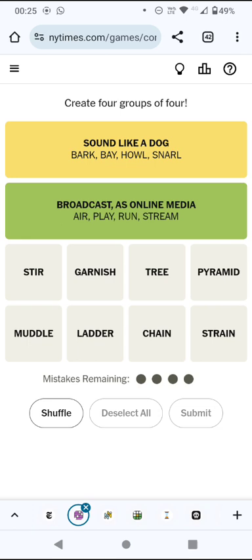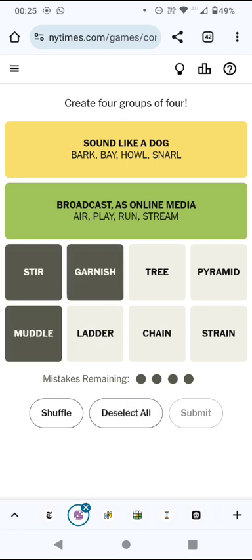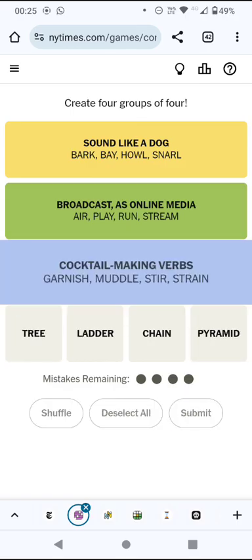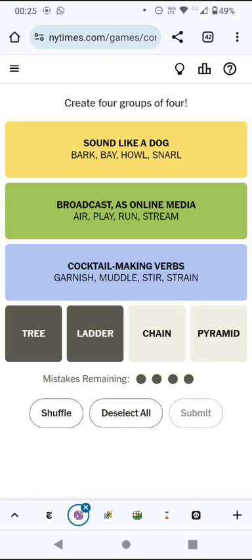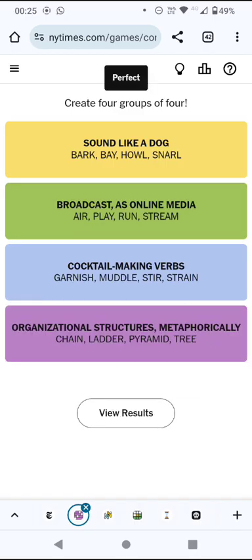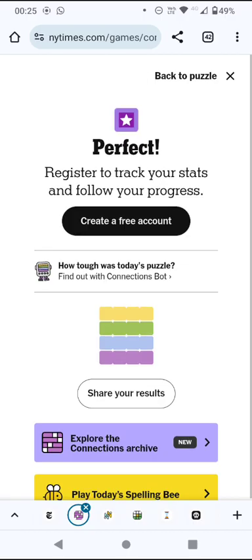And then stir, garnish, muddle and strain. I mean, that is plausible that these are all things you do when you're preparing food or something. They're all cocktail making verbs, yeah. That is what I was getting at. And then these 4 are organisational structures. That's, again, kind of what I was getting at when I said family tree.